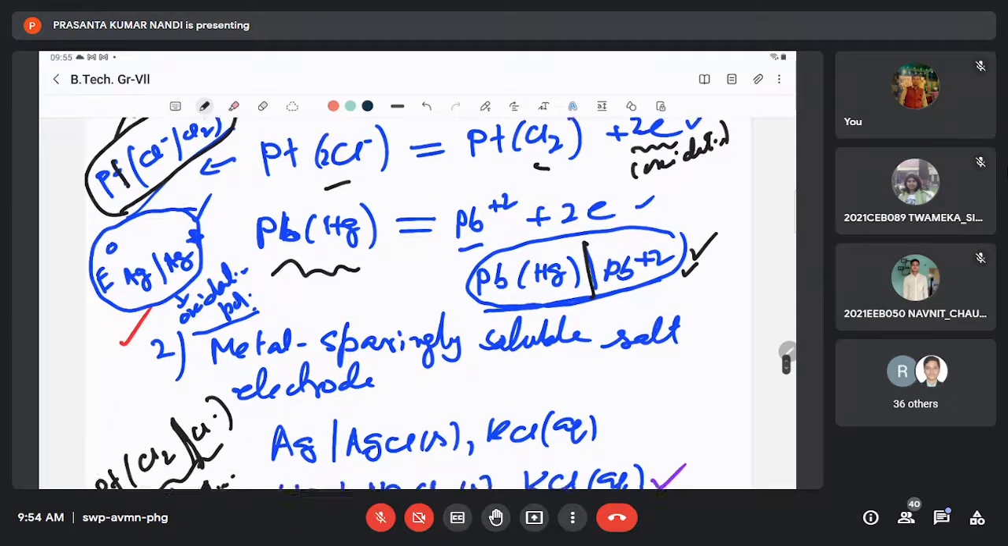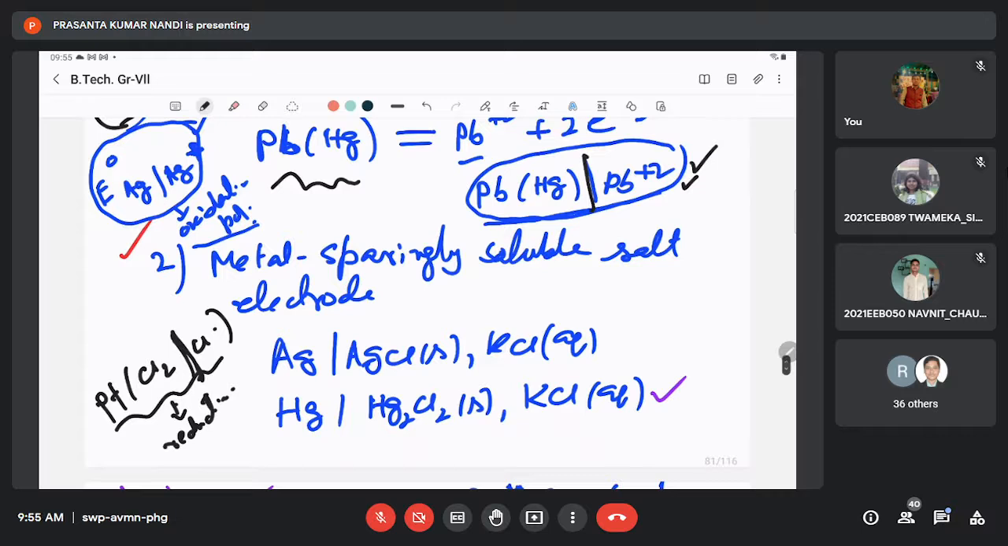Now there is a second kind of electrode that we call the metal sparingly soluble salt electrode. How do we represent it? I've given two examples. Silver chloride in brackets solid, KCl. Whereas mercurous chloride solid, KCl.